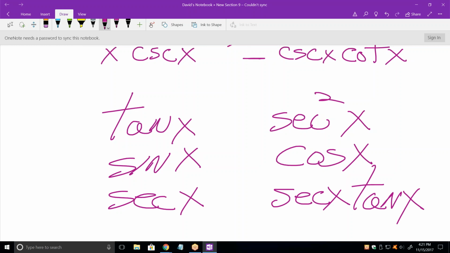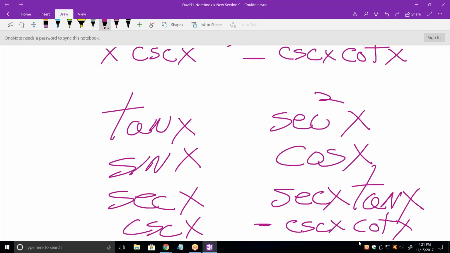All right. Now, what's the derivative of cosecant of x? Negative cosecant cotangent. Good. You definitely have the pattern memorized. What's the derivative of cotangent of x?